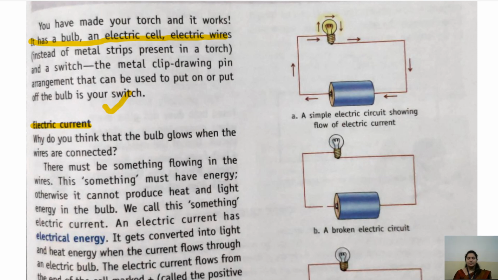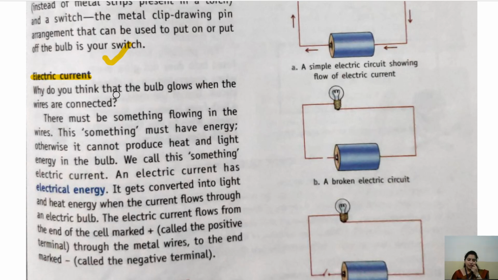So what is that which is producing heat and light? How are these heat and light produced? Because of the flow of electric current. Okay, so when this electric current or electrical energy is given to the bulb, it produces heat and light. So this heat and light is produced by the electrical energy. And what is that electrical energy? That electrical energy is generated because of the electric current. Getting my point? So let's see what is written.